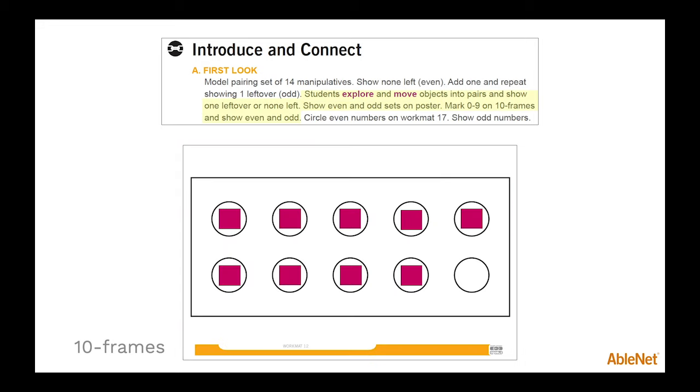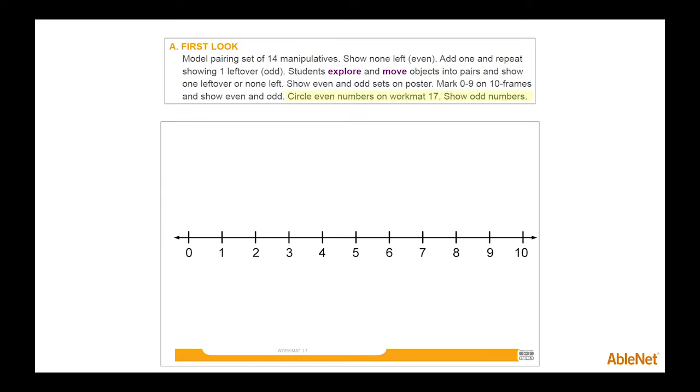The next layer includes a math tool, in this case, the 10 frame. The amounts 1 through 9 are marked on the 10 frame. Using this math tool connects the idea of pairs that was shown with the manipulatives to recognizing even and odd amounts on the 10 frame. The final layer includes more of an abstract representation of the concept. In this example, odd and even numbers are shown on the number line using WorkMat 17.